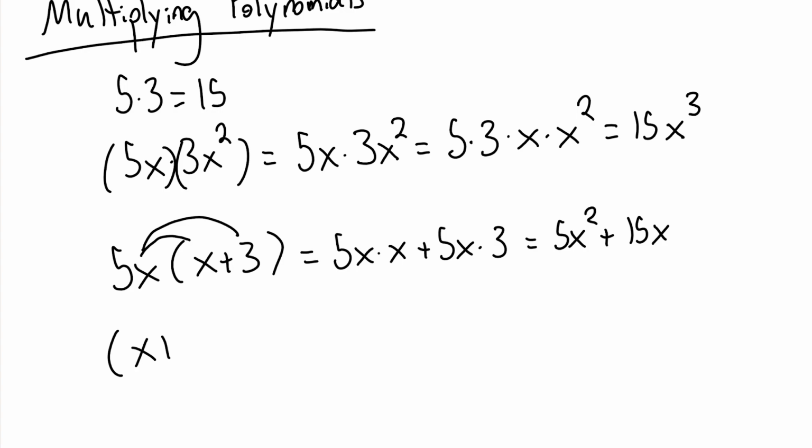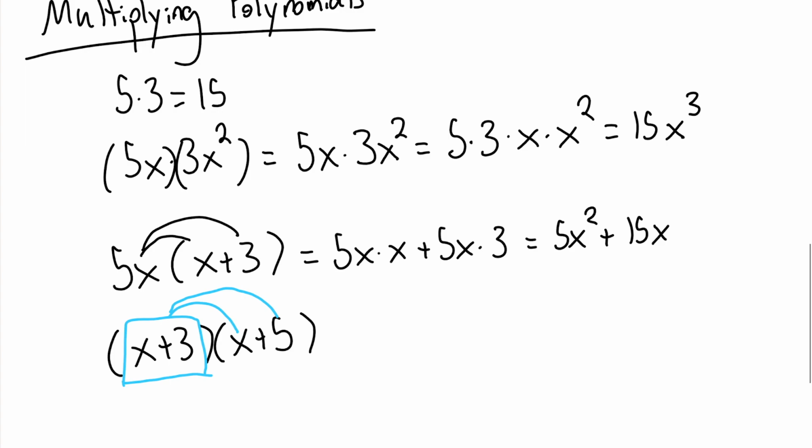Now if we have two binomials, then there's a couple different ways we can approach this one. So we can, again, use the distributive property. In this case, we're going to take the entire x plus 3 term and multiply it by the first term of the x plus 5 and the second part of the x plus 5 as well. Okay, so we get x plus 3 times x, plus x plus 3 times 5.